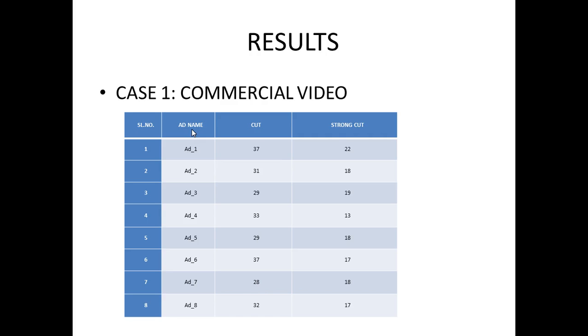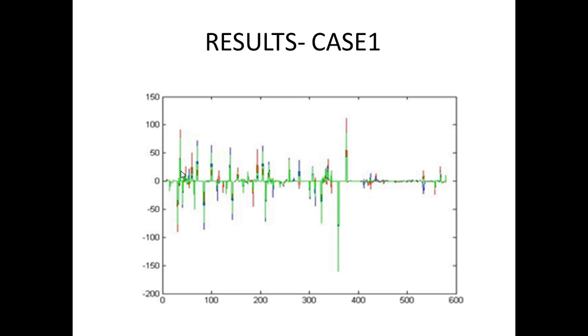The results are tabulated as follows and divided into two cases: case 1 for commercials and case 2 for non-commercials. In case 1, we can see that the cuts and the strong cuts are pretty high for ads or commercials. Cuts are greater than 25, and strong cuts are greater than 15. There are a few special cases where this criteria is not met, and we'll talk about it later.